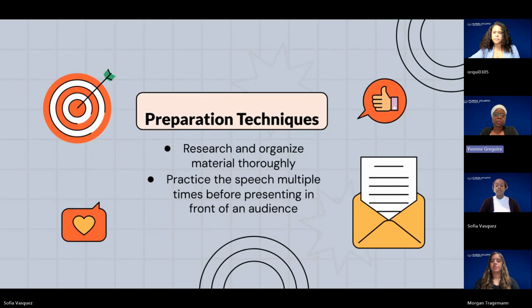Preparation techniques. Research and organized preparation. Research and organize presentation material thoroughly. An organized presentation also makes it easier for you to interact with the patient, engaging in healthcare information. Practice the presentation several times, which also makes it easier for you to work on your speaking. Practicing also allows healthcare professionals to communicate with patients and educate them more clearly and accurately, improving patient comprehension and satisfaction.